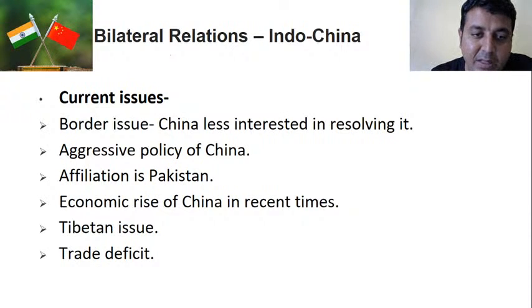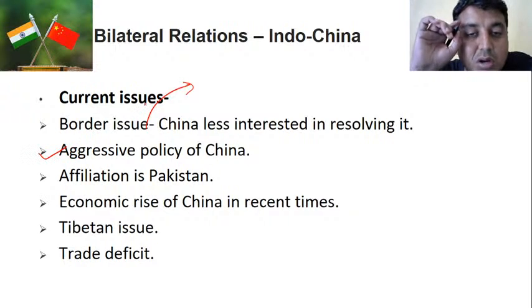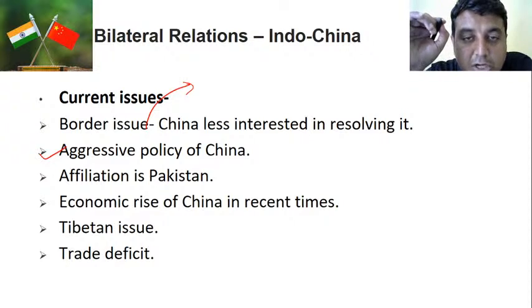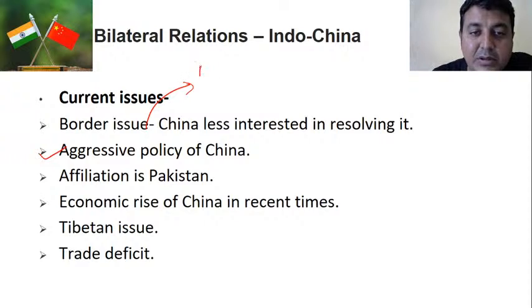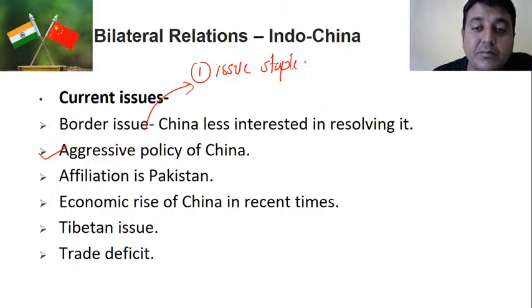Second, the border issue. In recent times, China adopted an aggressive policy. Here we mentioned that the aggressive policy of China is also a current issue between India and China. Aggressive policy means, a very good example we mentioned in the last lecture: earlier they claimed Arunachal Pradesh as their part, but right now they are issuing stapled visas to people from Arunachal Pradesh.